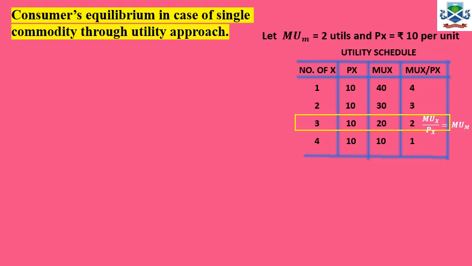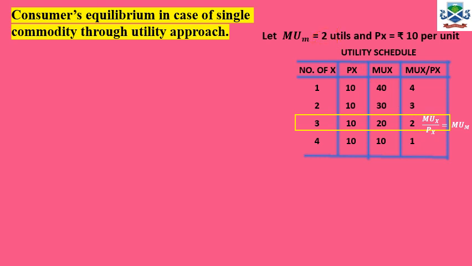Over here MUX by PX is equal to 2 and the marginal utility of money is given as 2. These two match in this case, and that's why the consumer gets equilibrium while consuming the third unit of the commodity. If he goes beyond the third unit, he will be a loser because he is getting 1 but paying 2. That's why he will stop consumption at the third unit of the commodity.